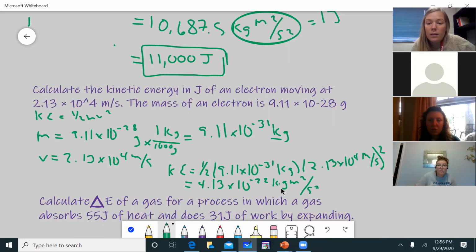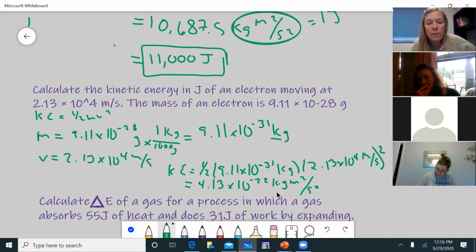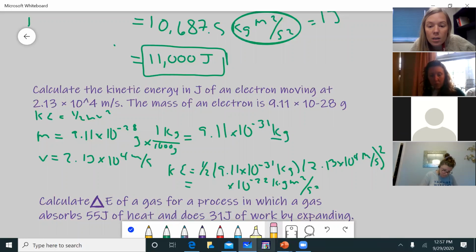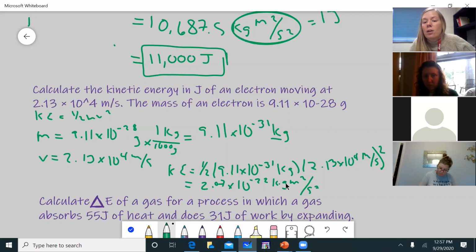Again, because... Did you divide it in half? Oh, no, I didn't. Thank you, Brittany. Yeah, let's divide that in half. I forgot that. All right. So I'm going to change this up here to 2.07 times 10 to the negative 22 kilograms, meters squared per second squared.